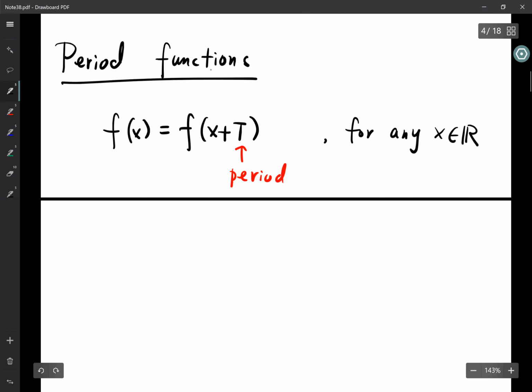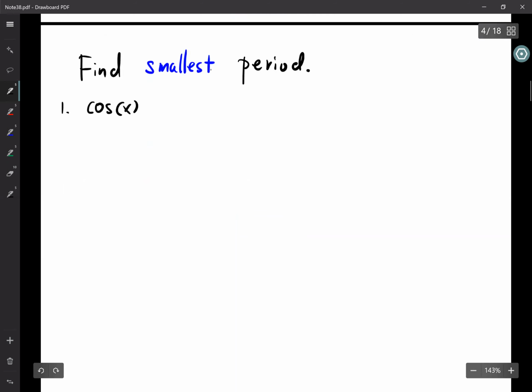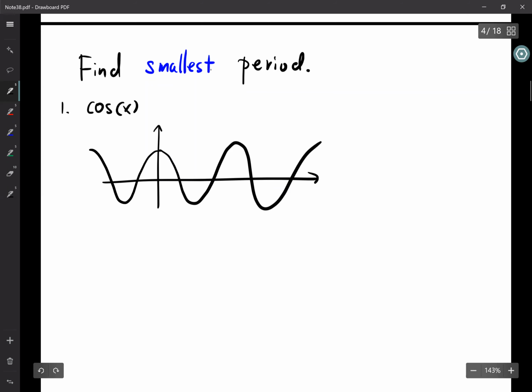And this period may not be unique. And what we are interested in is to find the smallest period of a given function. So let me give you an example. First, we start from some trigonometric functions. Let's say cosine. This one we definitely know. There is a period. So the cosine function looks like this, extends all the way to infinity.